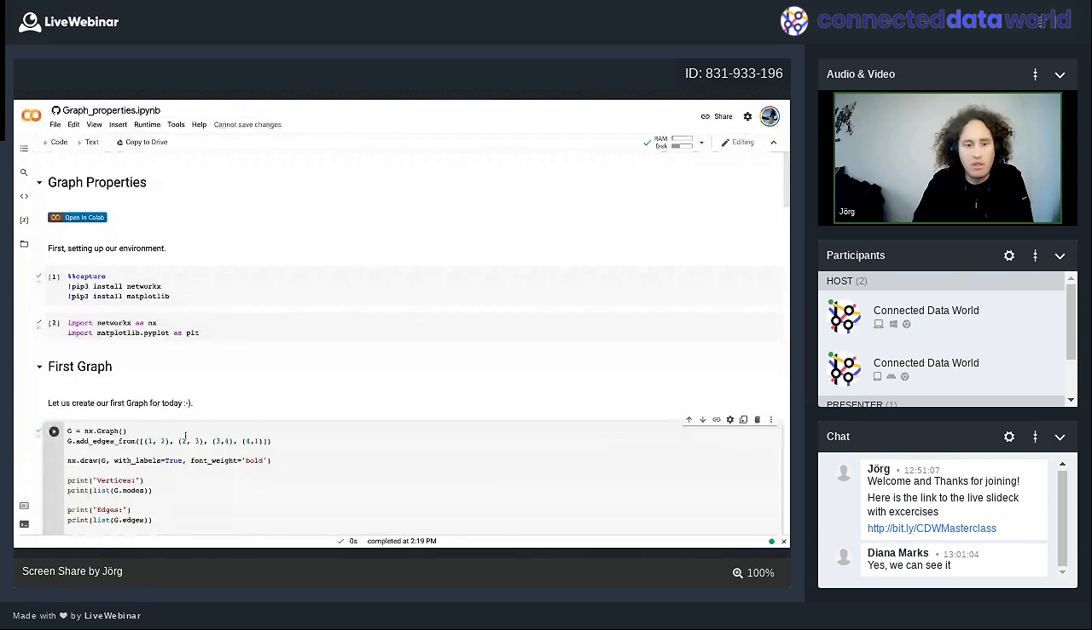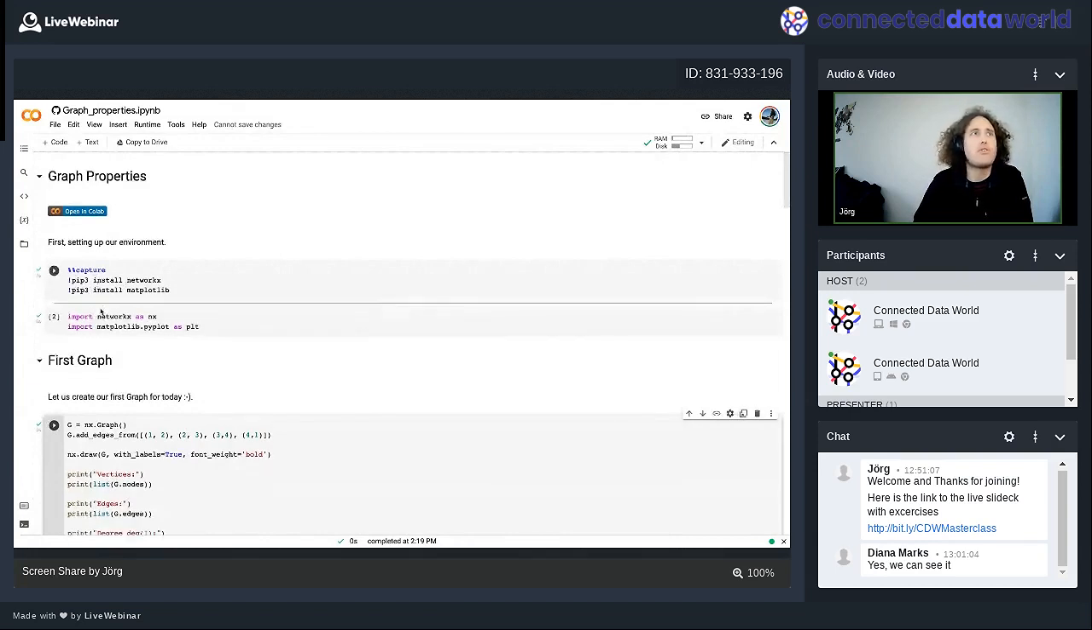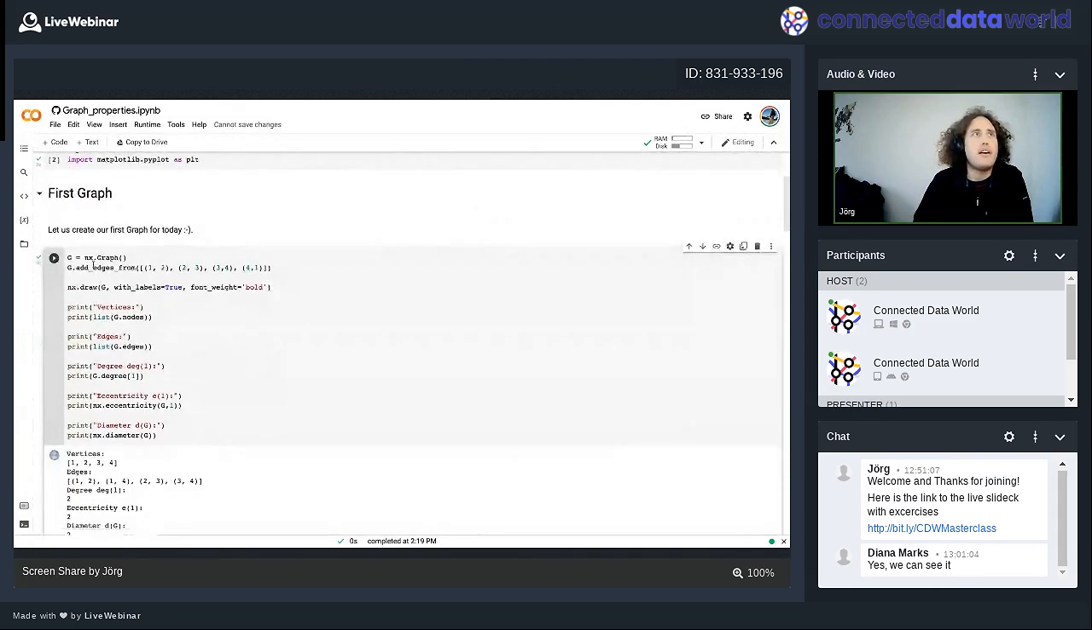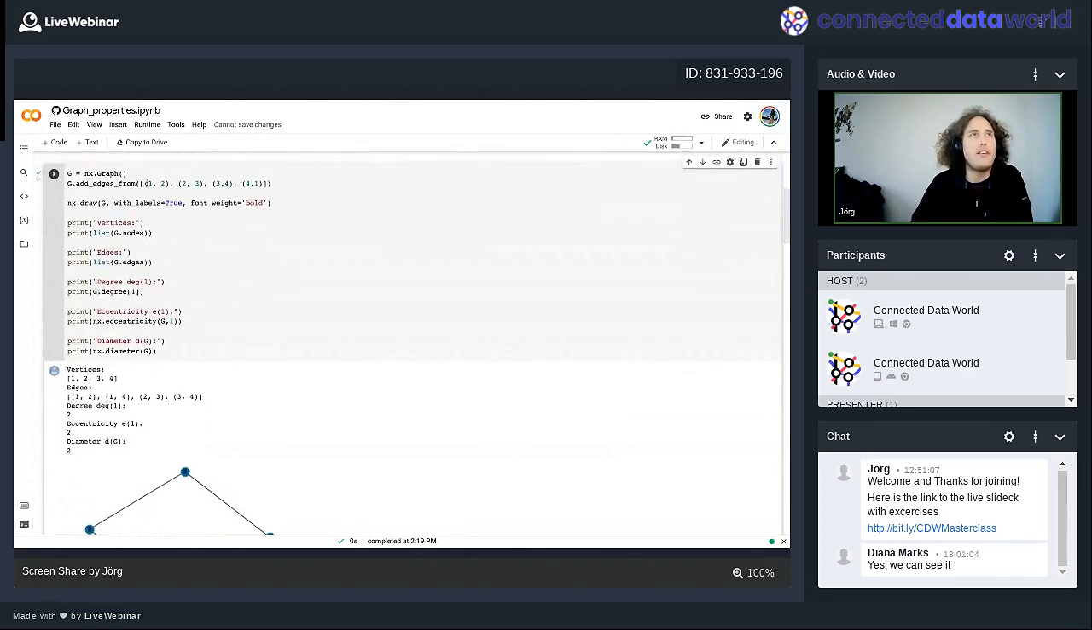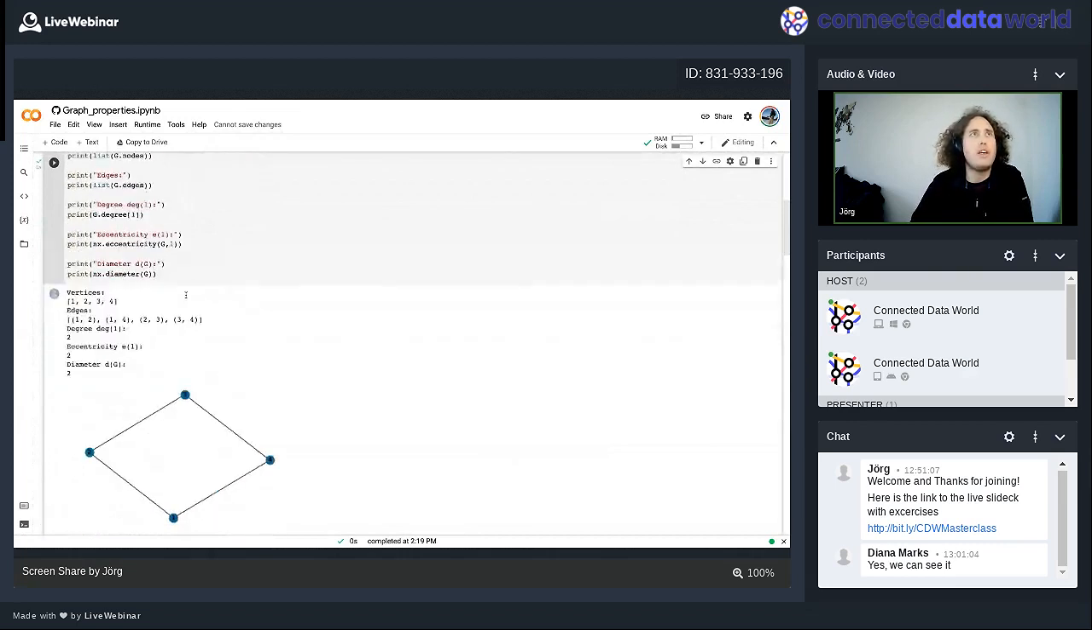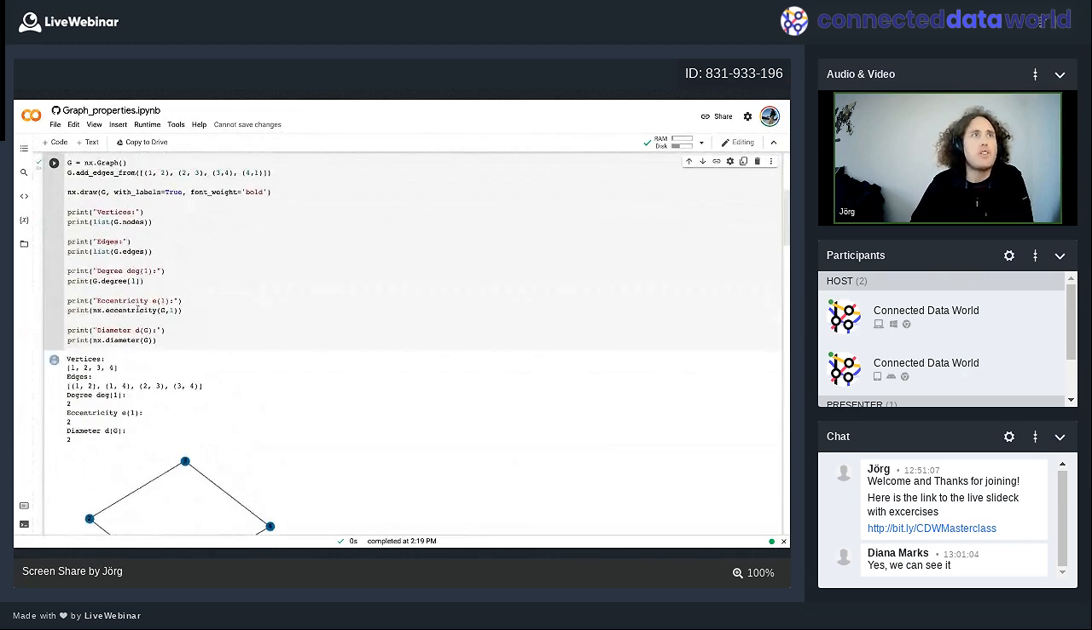If that's the case for you, just please reach out in the chat. So what we can do is simply here hit that little run button and then execute the code. The first is just setting up our environment, but then here it actually gets interesting. So we can create our first graph, and then we can add our edges. Here we basically define a graph by the edge list, and then we can draw it. Here we started drawing it, and we can actually also show different information or different properties of that graph.